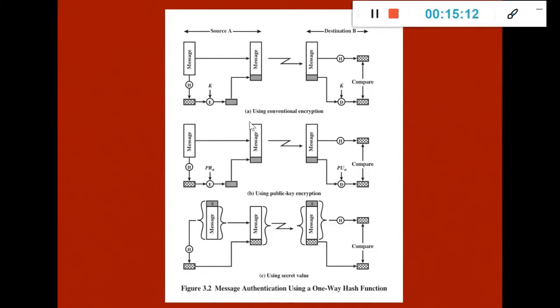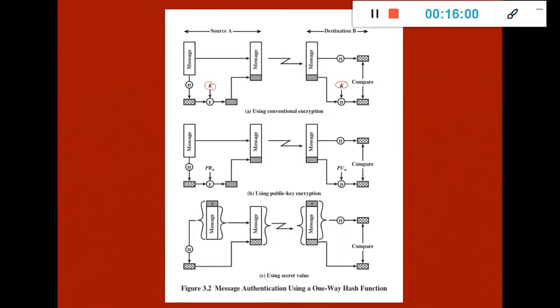So here, this is using conventional encryption. In part A, using conventional encryption, you have your message, you hash it, and then you can encrypt using AES or whatsoever. It is assumed that only the sender and receiver share the encryption key. So again, symmetric encryption: only the sender and receiver have the secret key, so the authenticity is assured.